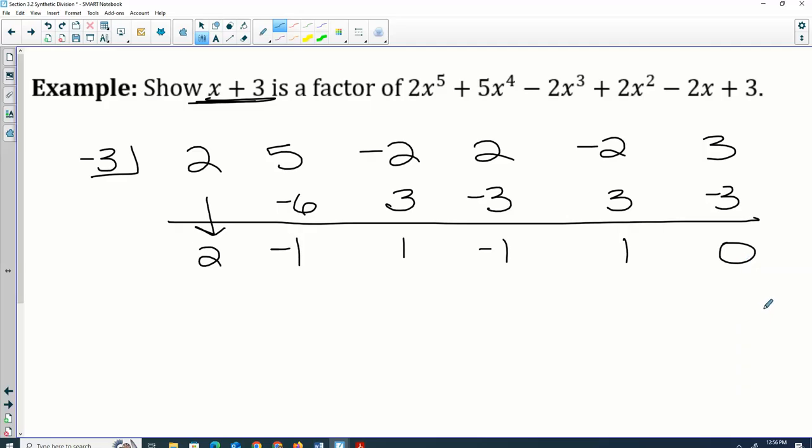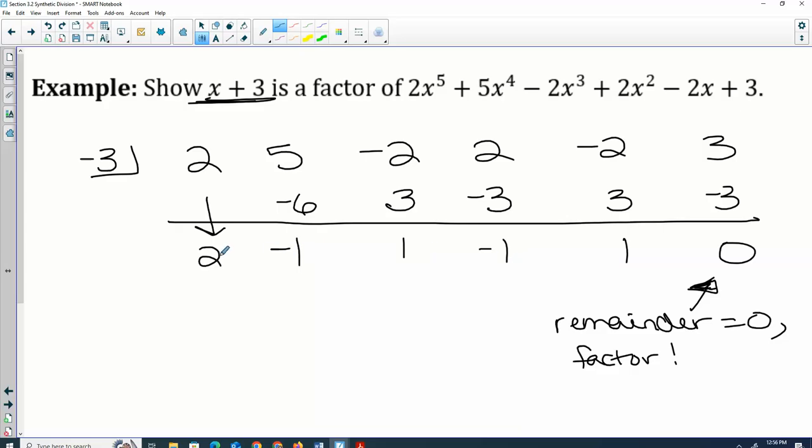Did I even ask you what the quotient was here? No, I just said show it's a factor. The remainder is 0, so it's a factor. That's the definition. A factor divides evenly. So if I'm asking you to prove that it's a factor, you're just dividing and showing me that you get 0.